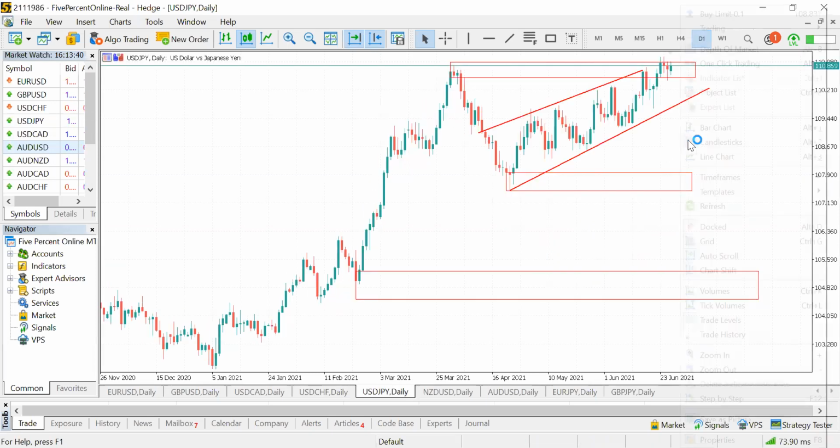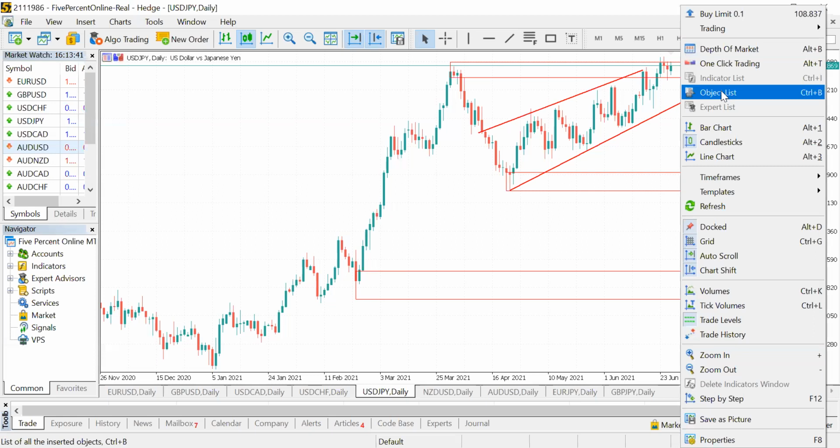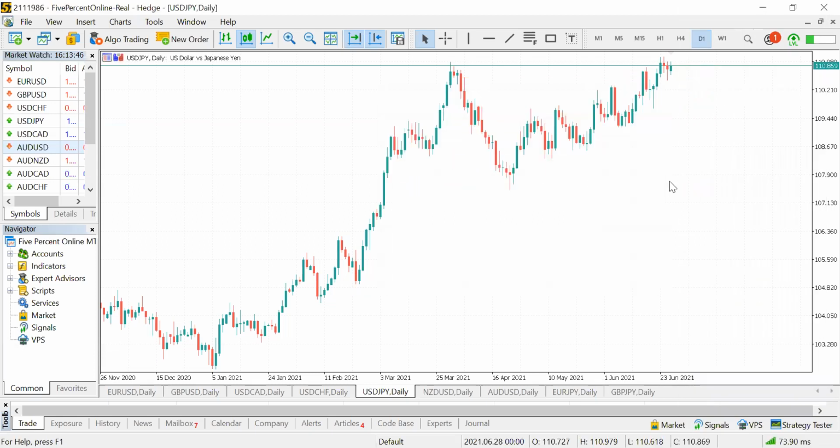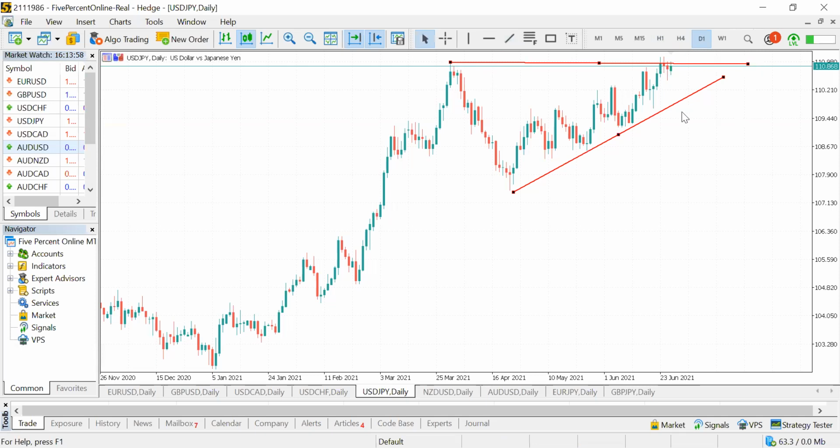Dollar yen, let me just clean a little bit. Dollar yen has been just following this channel, okay, and it's now at the very, very top. There's a lot of pressure to the upside.